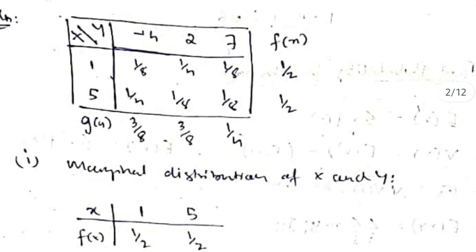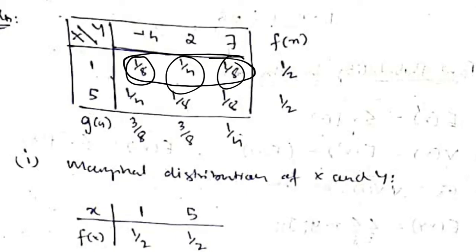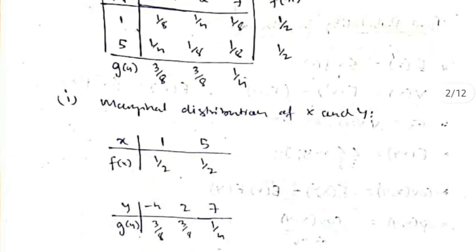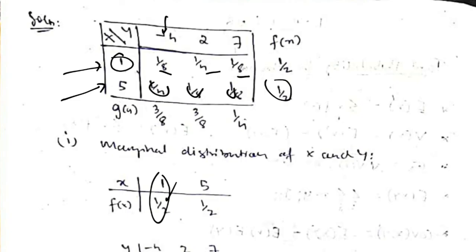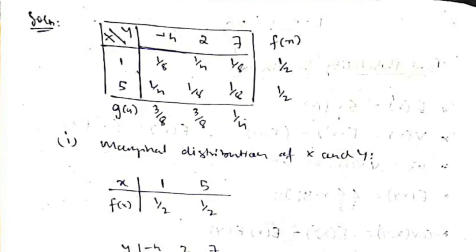For getting these values, what I did is I added the y values. See here, the y values for this row: 1 by 8, the y value for 2, and the y value for 7. But in the marginal distribution, since I added the y values but got it for x values, for 1 I got these values, so I will be writing under 1 the sum 1 by 2. Similarly for 5 I got the sum as 1 by 2, so under 5 also I will be writing 1 by 2. So don't get confused: we are finding the sum over the y values, but since we got it for the x value, we will be writing it under the x value. So take it simple here.